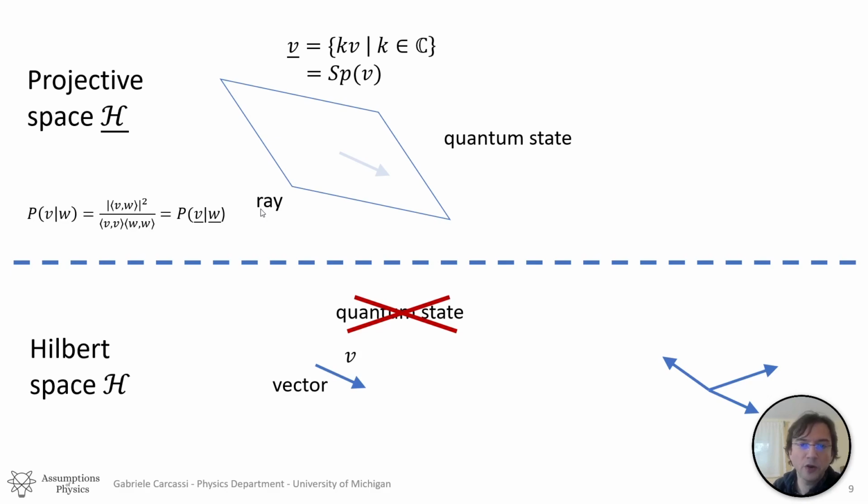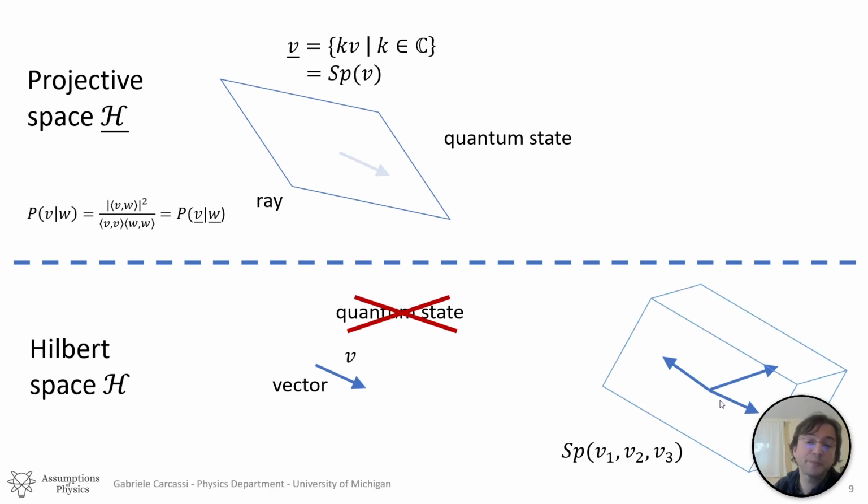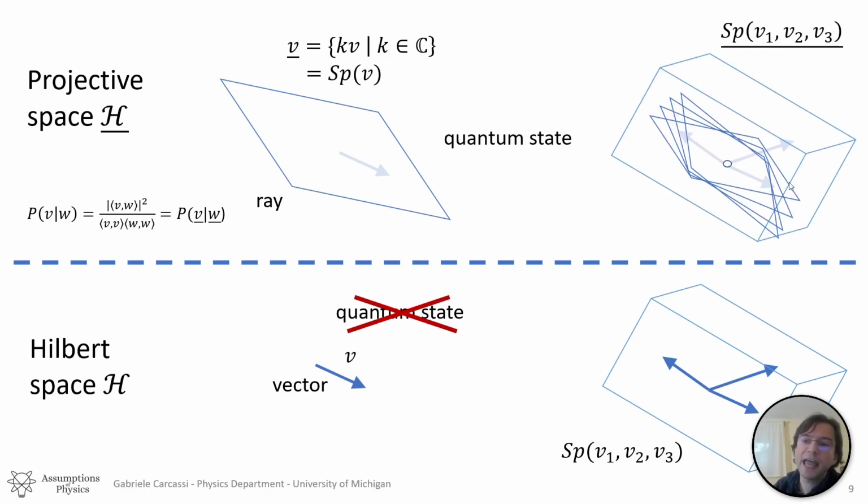Another notation that we're going to use is the span. If we have a bunch of vectors in our vector space, we can take the span, which is the space that represents all the possible linear combinations of those vectors. And of course, we're going to have an object in the projective space that is the equivalent, right? The span underlined means that it's the set of all the rays that represent the span.